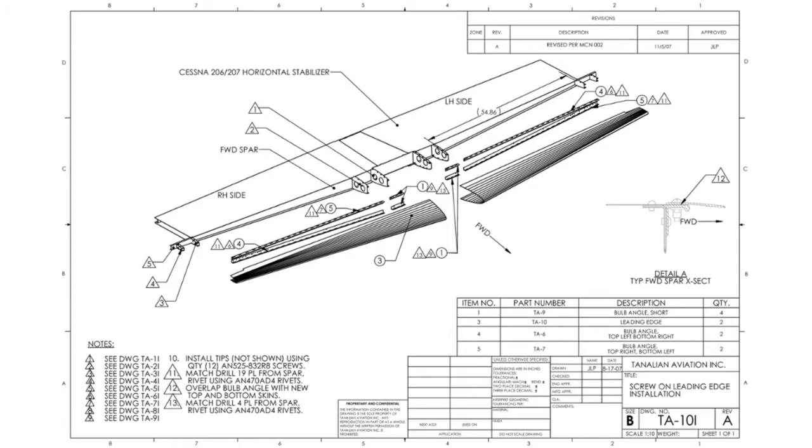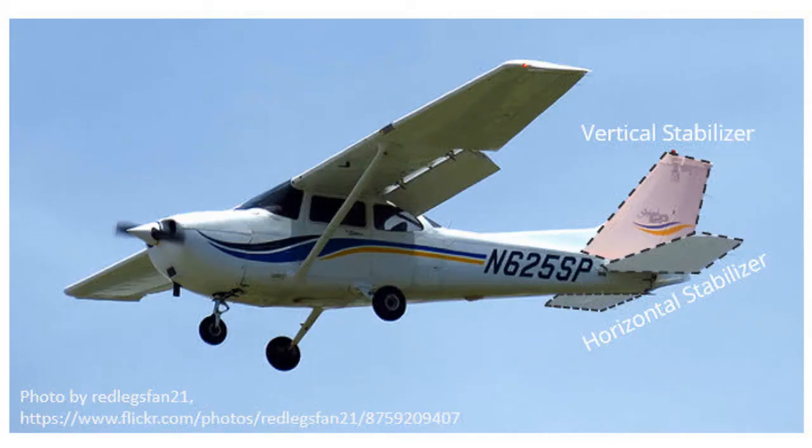The horizontal stabilizer can help the plane tilt up, therefore gaining altitude, or tilt down, which could help lose altitude. The vertical stabilizer is primarily there to help stabilize the plane. It could also help with turning left or right.